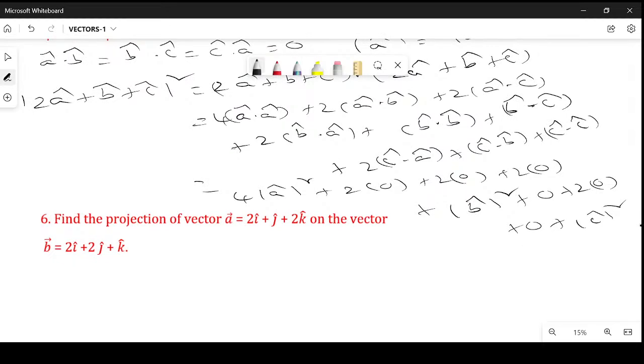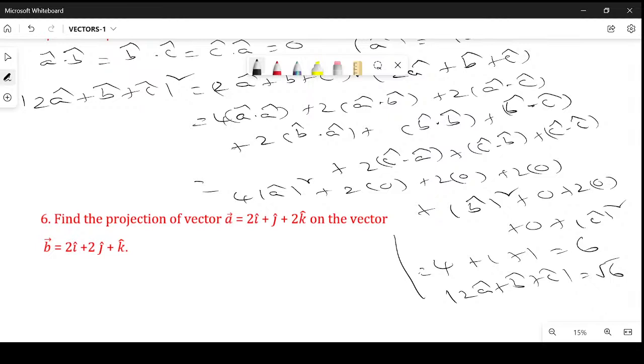If we simplify this, 4 into 1, and everything else is 0, which is equal to 4 plus 1 plus 1. It comes to 6. Therefore mod 2a cap plus b cap plus c cap whole square is 6, so mod 2a cap plus b cap plus c cap is equal to root 6. That will be our answer.